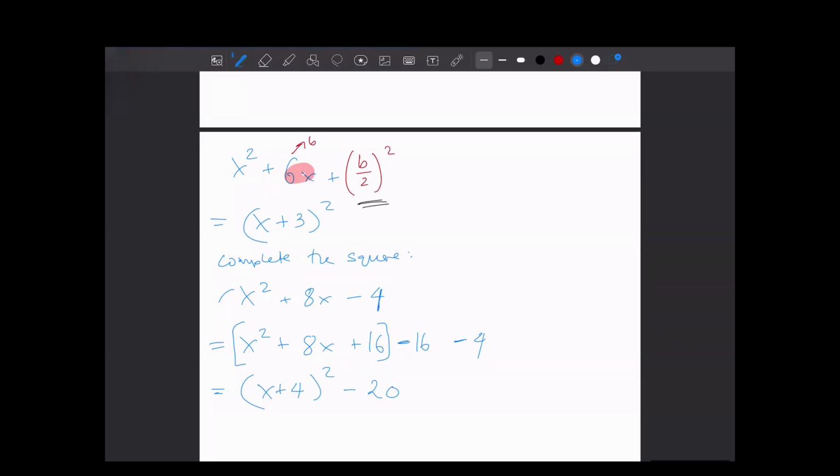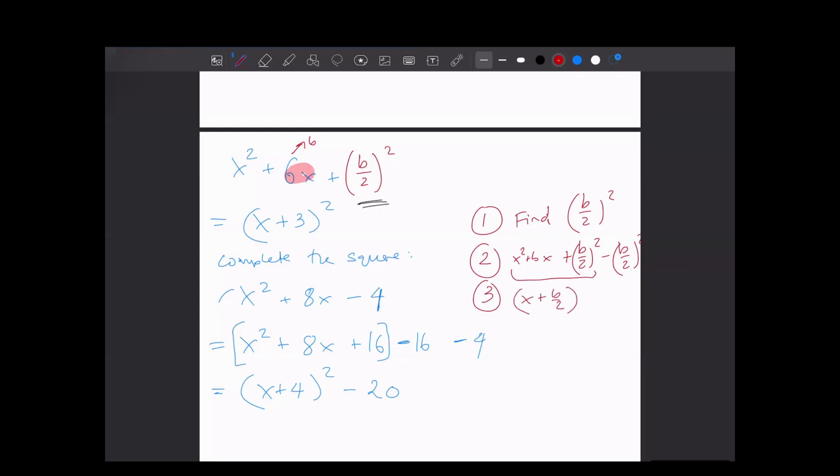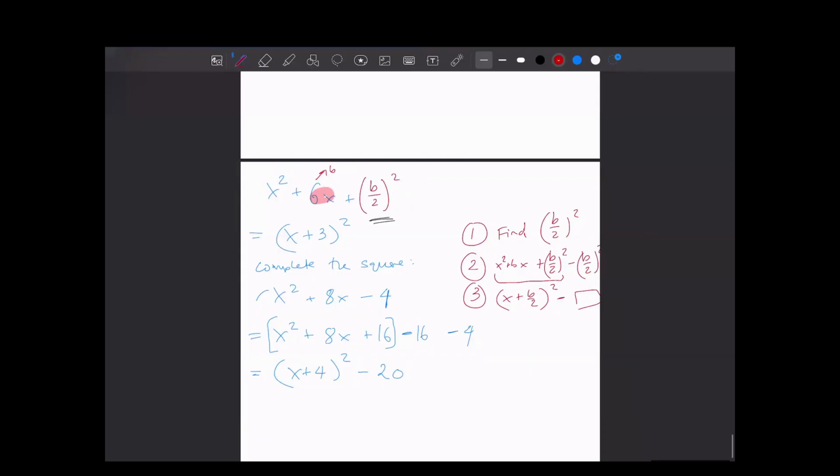So step 1, find that b over 2 squared term that you need. Step 2, you take your quadratic, your x squared plus bx, and then you plus b over 2 squared and you minus b over 2 squared. Step 3, you factorize this part. This part factorizes to x plus b over 2, the whole squared. And then you just minus whatever junk you have on the outside. Okay. Make sense? Yeah. Nice. Very nice.